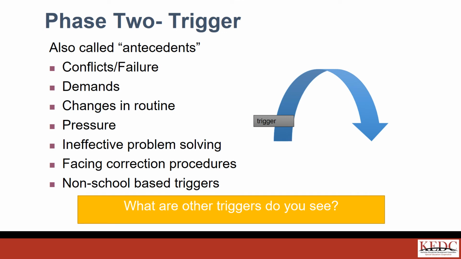Different students may have very different triggers. The trigger is phase 2, also called antecedents. It could include things like a conflict or failure, demands placed on the student, changes in a routine, pressure, ineffective problem-solving skills. Maybe they are facing a correction procedure, or it could even be things that we're not aware of that are non-school-based triggers.